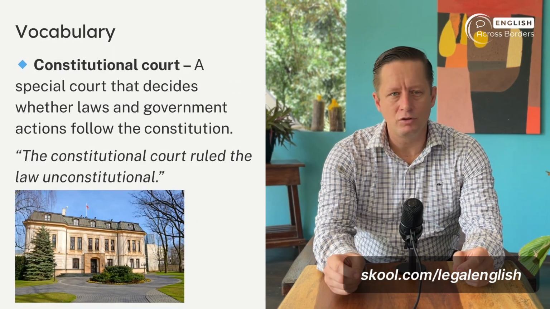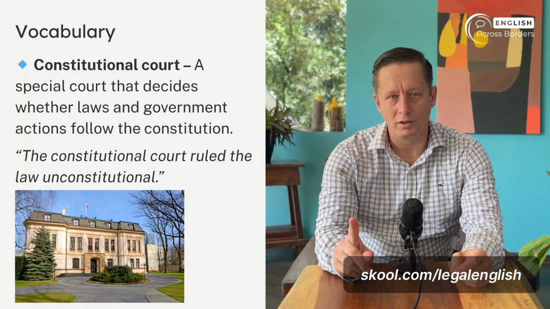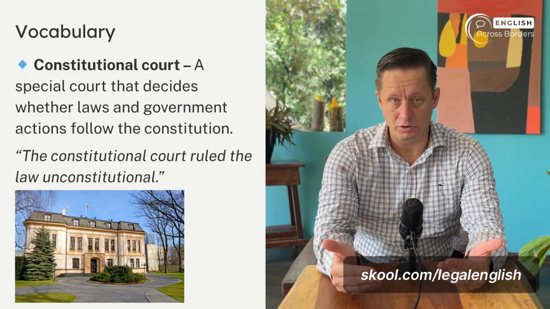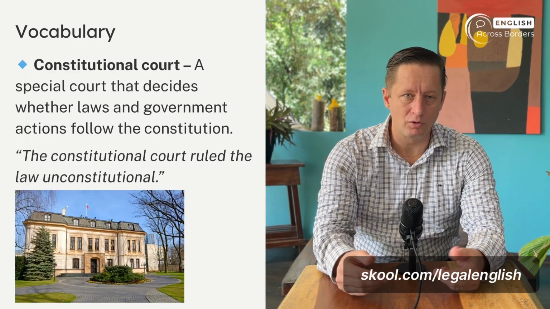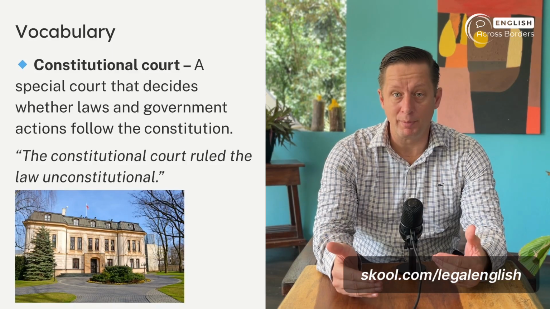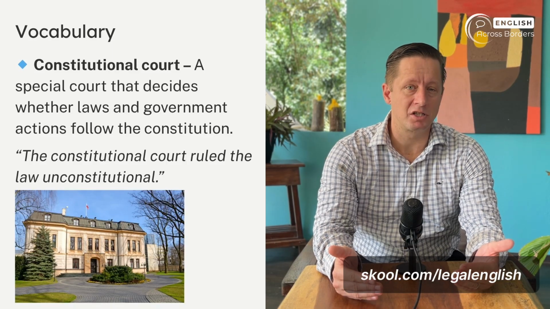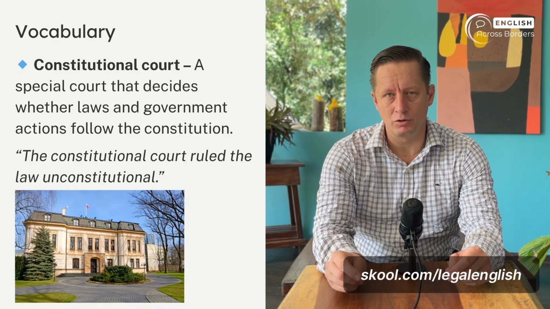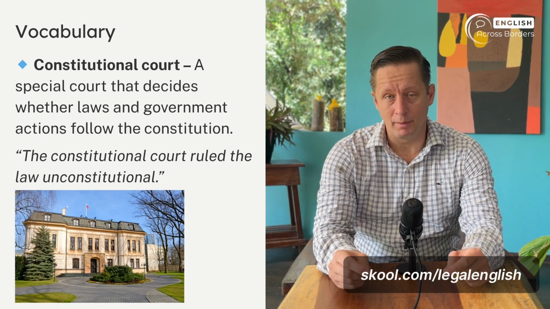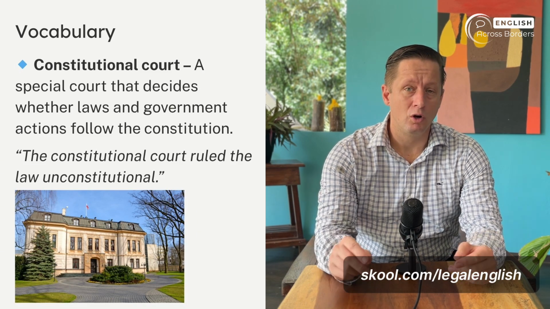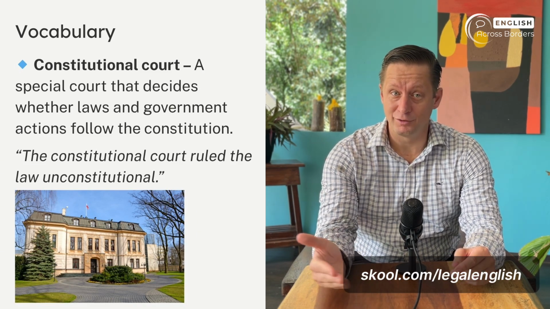A constitutional court has one mission: to protect the Constitution. It decides disputes over whether laws, government policies, or executive actions respect constitutional limits. For example, the Constitutional Court ruled the law unconstitutional.